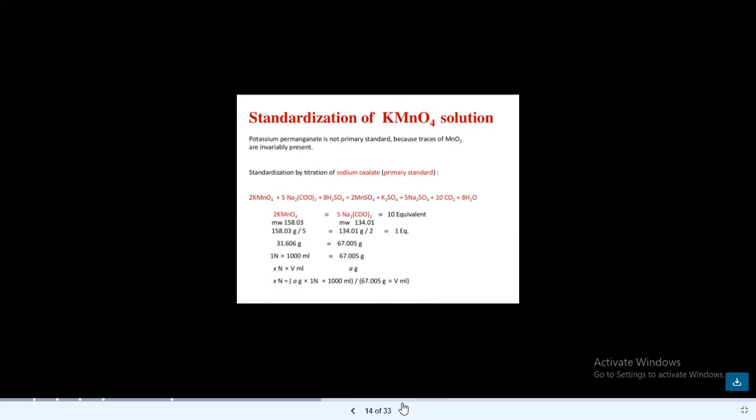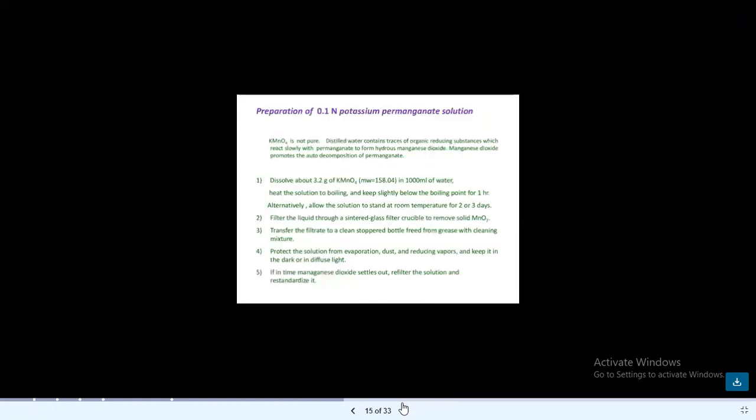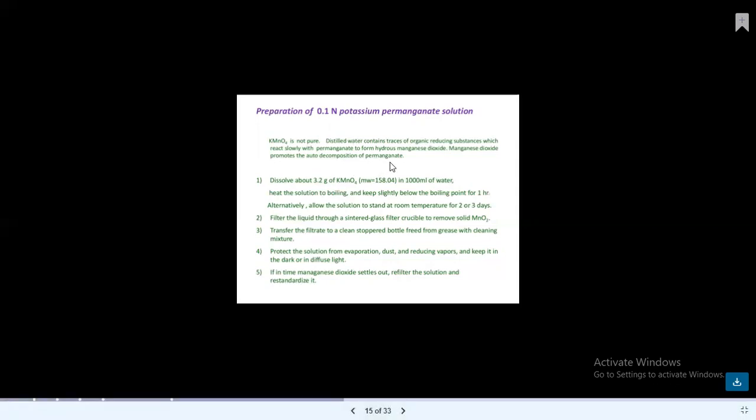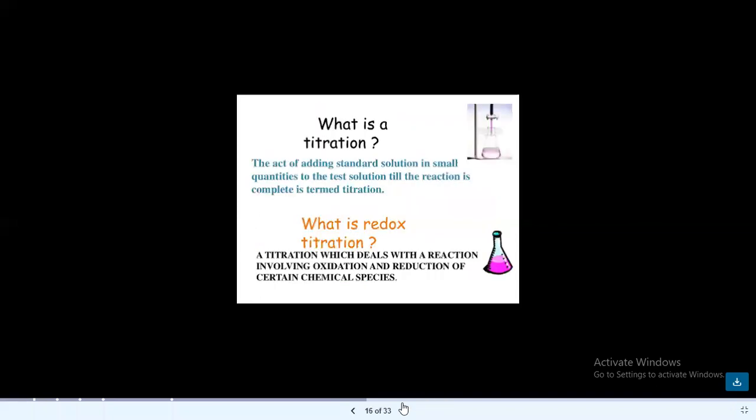That is what we use, and how to prepare the solution. One thing again, even if we use distilled water and it contains some organic impurities, that will also cause instability of this KMnO4. So any impurities or grease that convert this potassium permanganate into manganese dioxide, and manganese dioxide promotes auto decomposition of permanganate. So it is a secondary standard, and needs to be standardized with sodium oxalate.